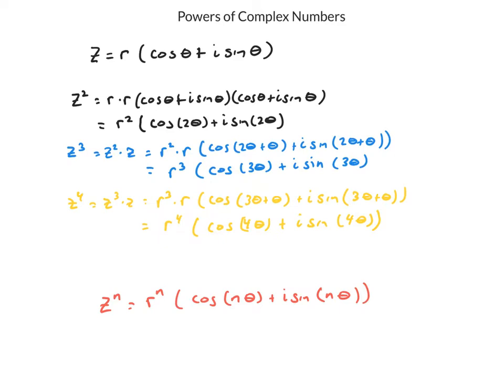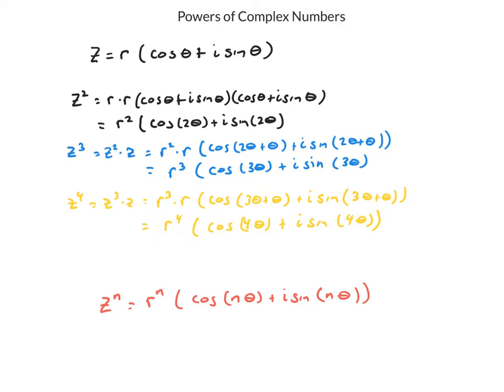And when I combine that, that equals r cubed times the cosine of 3 theta plus i sine of 3 theta. Then we go to z to the 4th. Raise the complex number to the 4th power. Again, that's equal to z cubed times z. And so when I multiply those, it'll be r cubed times r times the cosine of 3 theta plus theta plus i sine of 3 theta plus theta. So I get r to the 4th times the cosine of 4 theta plus i sine of 4 theta.